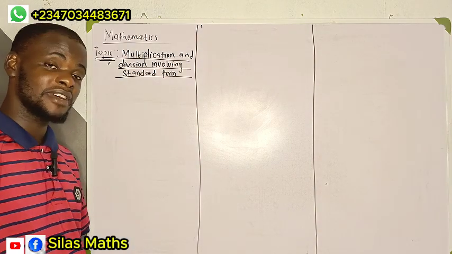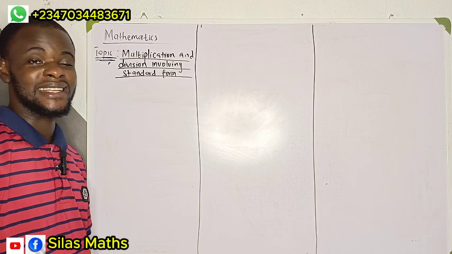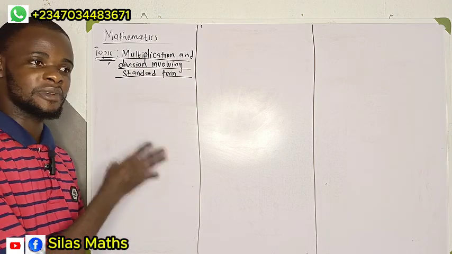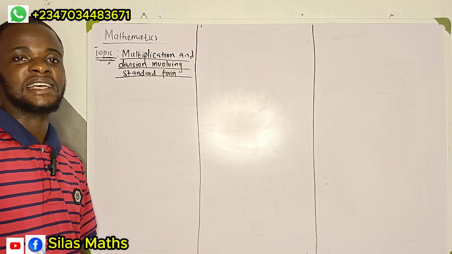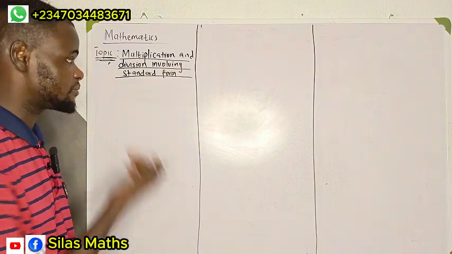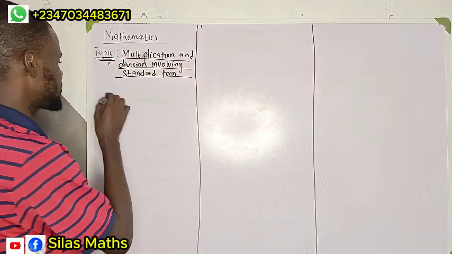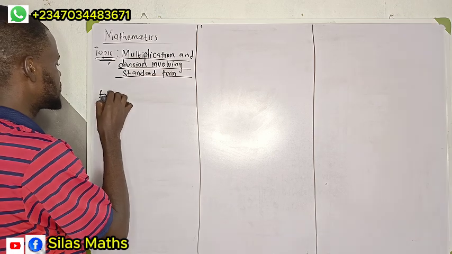In today's class we're going to consider multiplication and division involving standard forms. So how do I divide my numbers when they are in standard form, and also when I'm expected to leave my answer in standard form? That is very simple. Let's consider this example on the board. We have example 1.